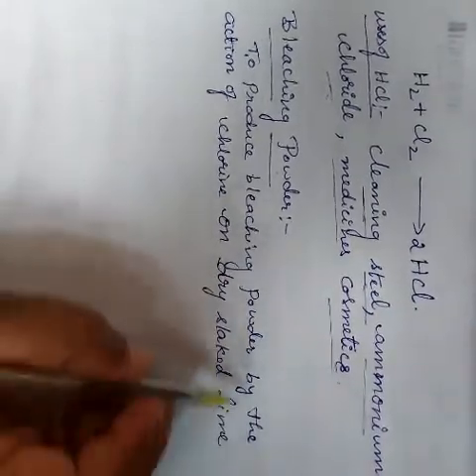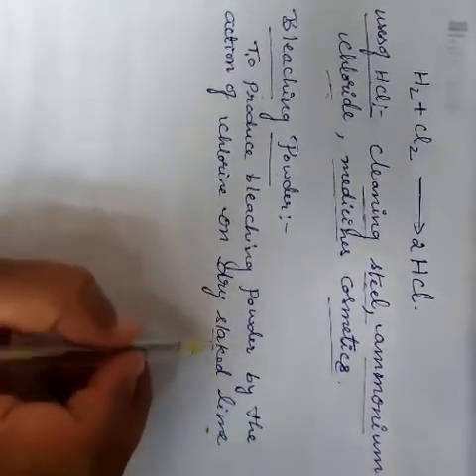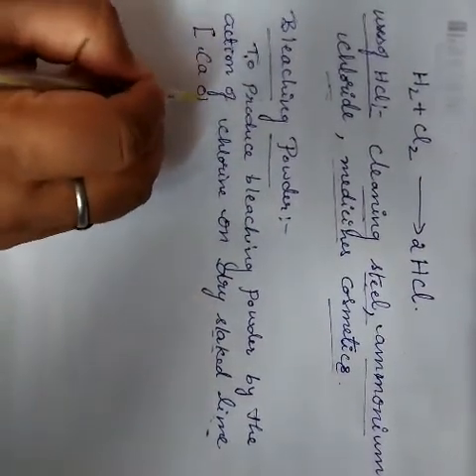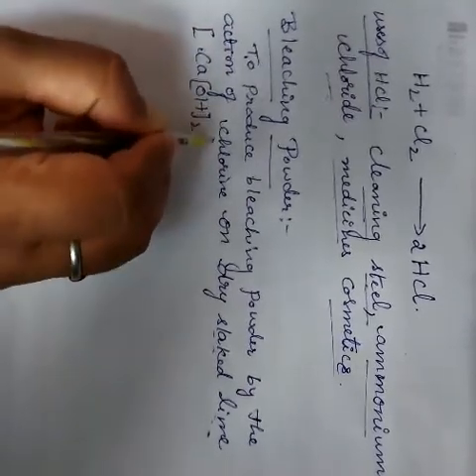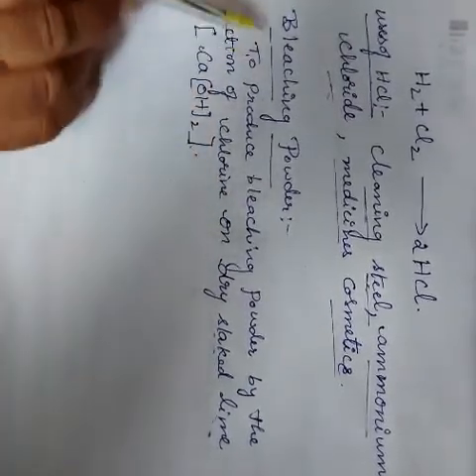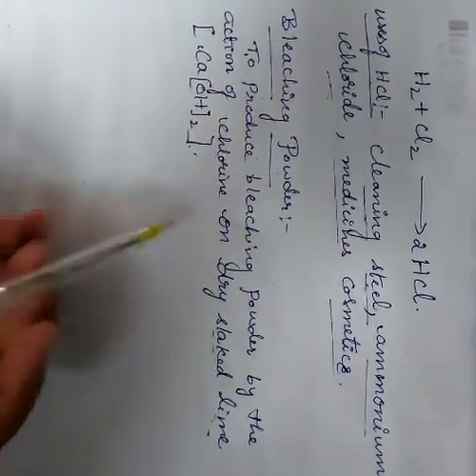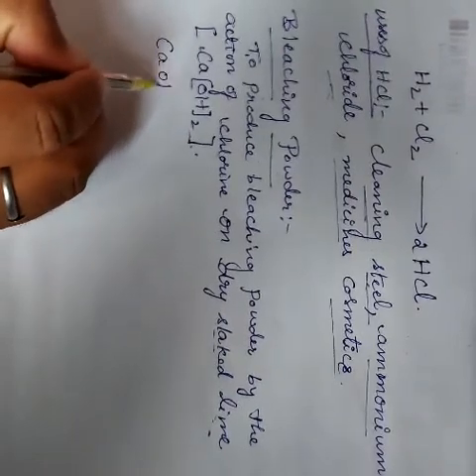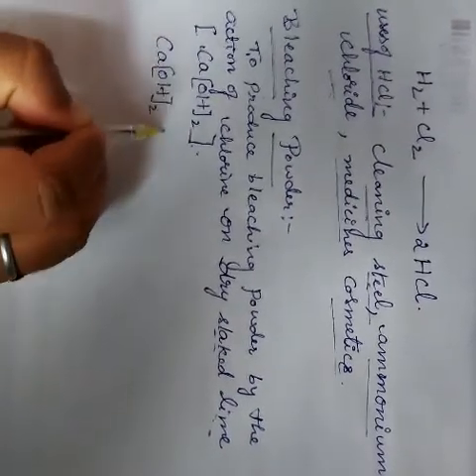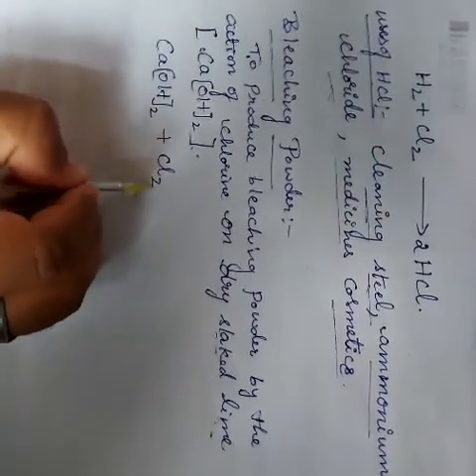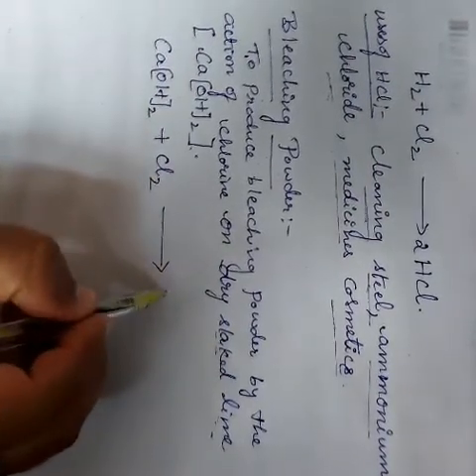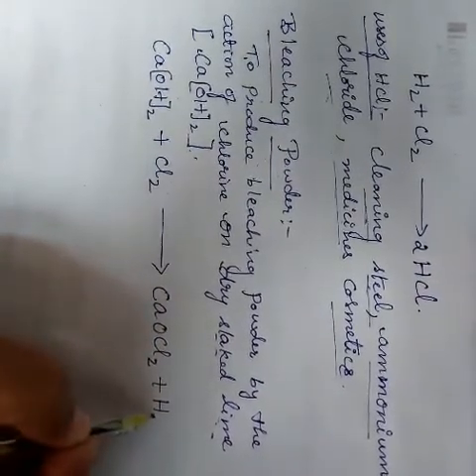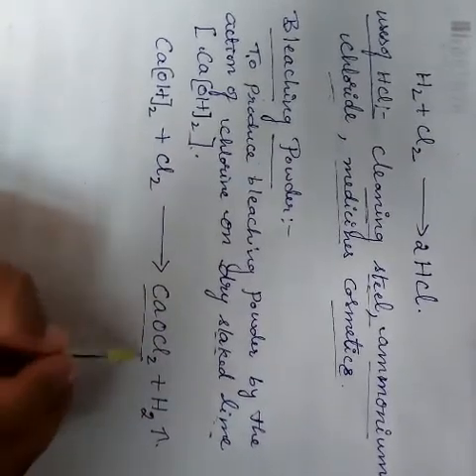In the beginning chapter I told you that this is the common name of slaked lime. The scientific name is calcium hydroxide. Okay, this is the formation of bleaching powder. The reaction is Ca(OH)2, that is calcium hydroxide, with chlorine gas passed, forming bleaching powder, that is CaOCl2 plus H2, hydrogen gas is released. This is called bleaching powder.